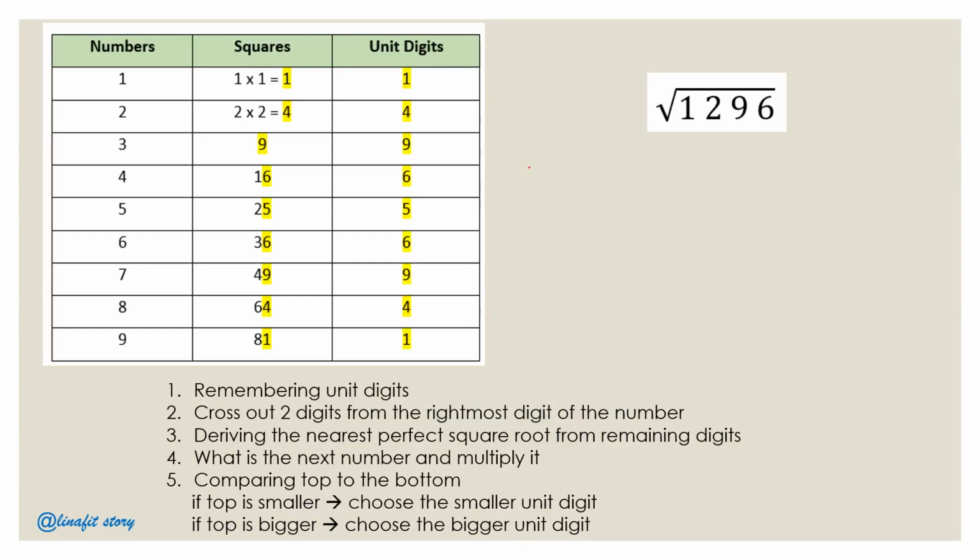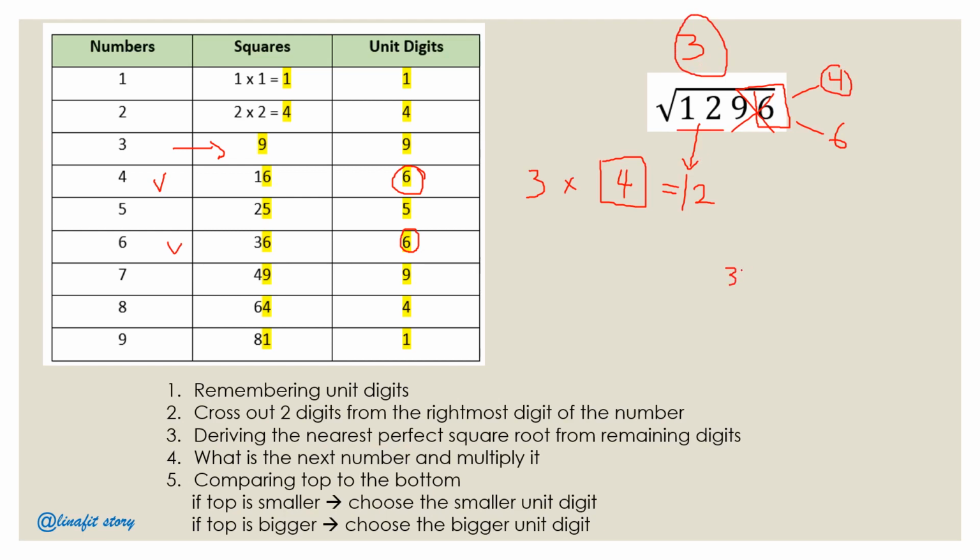How to find the square root of 1296? 6 is the unit digit of 4 and 6. Next, cross out 2 digits from the rightmost digits of the number. Next, the nearest square root of 12 is 3. The next number after 3 is 4. 3 times 4 is 12. Because top and bottom are the same, you should count it one by one. The answer could be 34 squared or 36 squared. 34 squared equals 1156, while 36 squared equals 1296. So here is the answer.